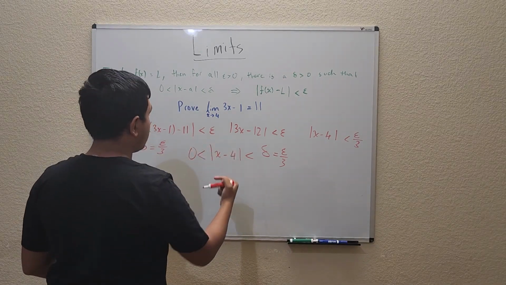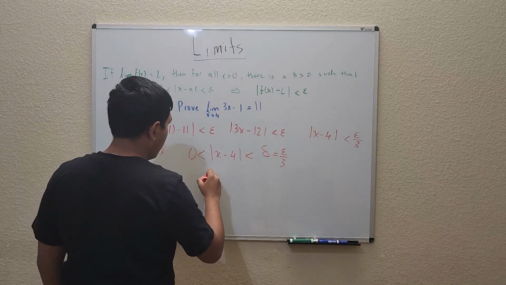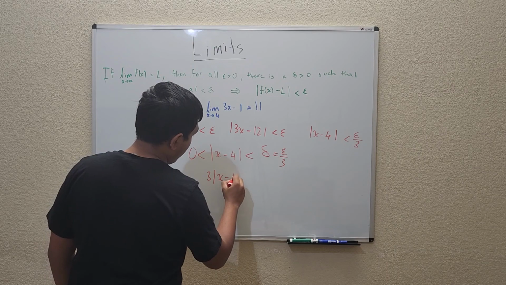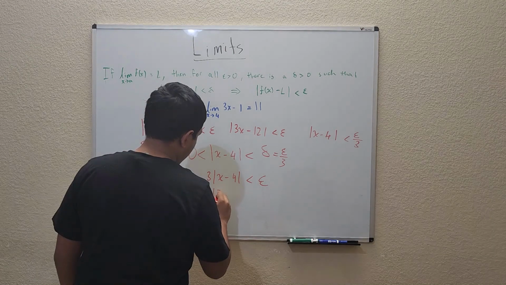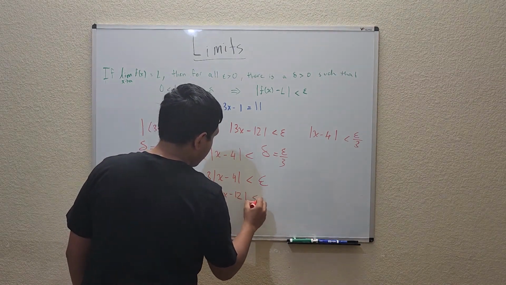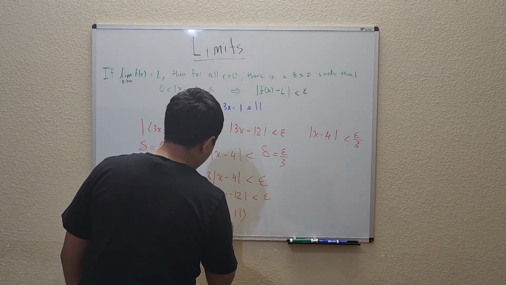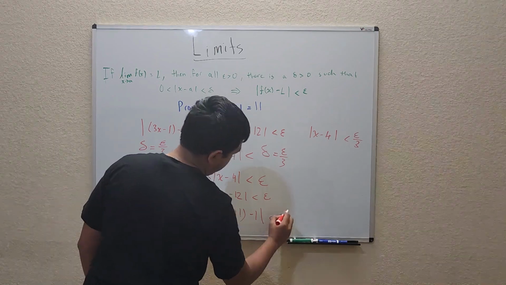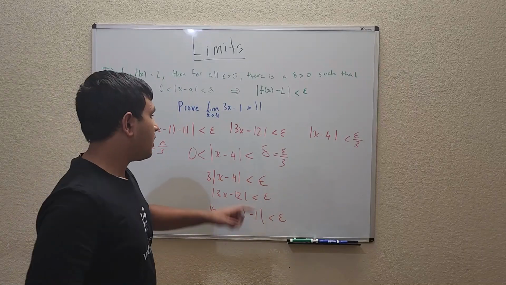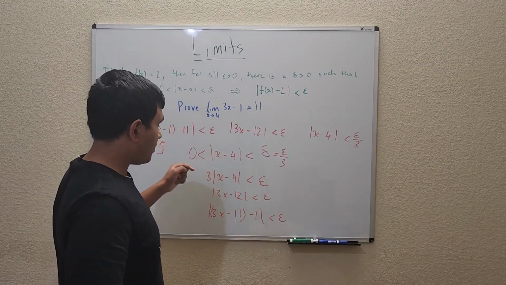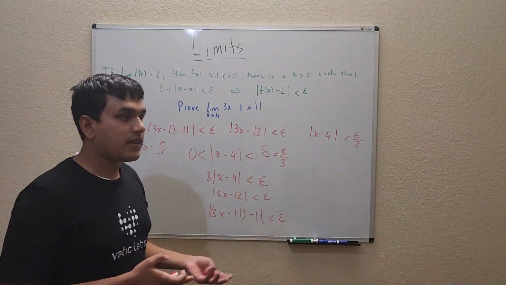And now we can trace our steps, okay? So in order for this to be true, let's multiply by 3 on all sides, and we get 3 times the absolute value of x minus 4 is less than epsilon, which means 3x minus 12 is less than epsilon, or 3x minus 11 minus 1 is less than epsilon. So what we've effectively done is found a delta in terms of epsilon that will always make it so that f of x will be within epsilon of L. Okay? That's effectively what we've done.